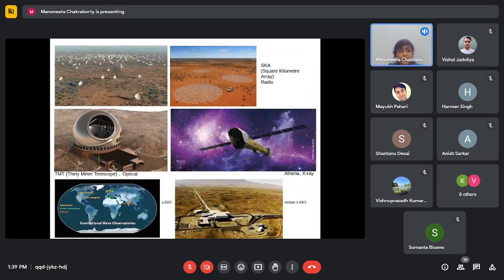And in future, there are a lot of exciting observatories that are going to come up, which can aid all these efforts manyfold. For example, in the radio, we'll have the SKA, which India probably will also be a part of. Then you will have the 30-meter telescope in optical, Athena in X-rays, and few other telescopes as well. And finally, the Indian LIGO will come up sometime in the next few years, which is going to change the direction of this field, hopefully.